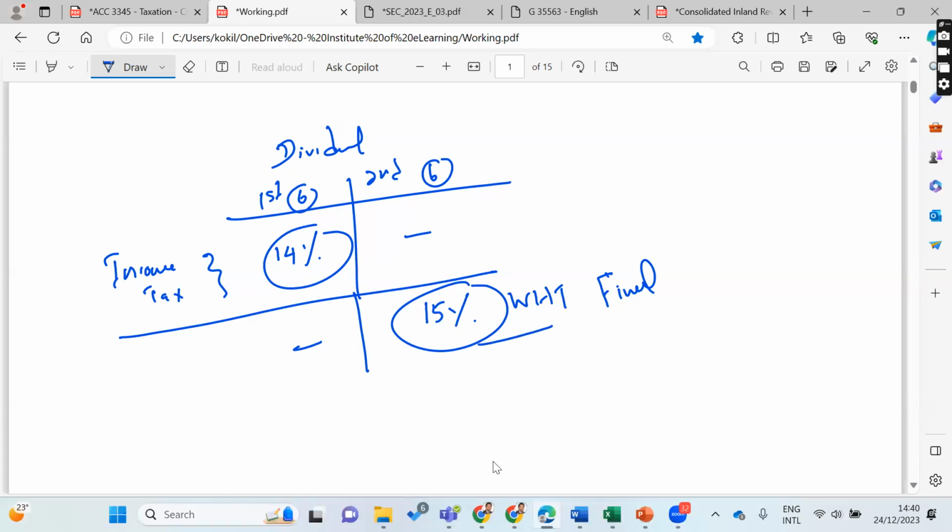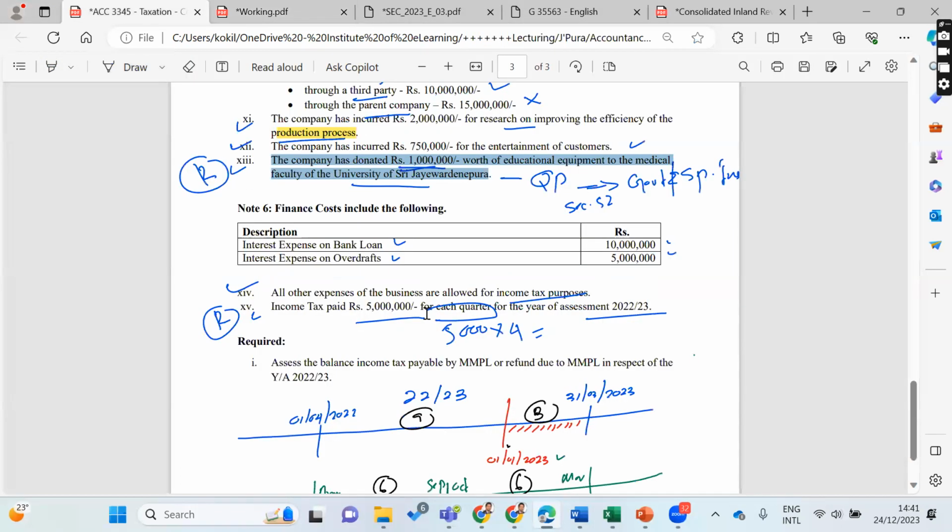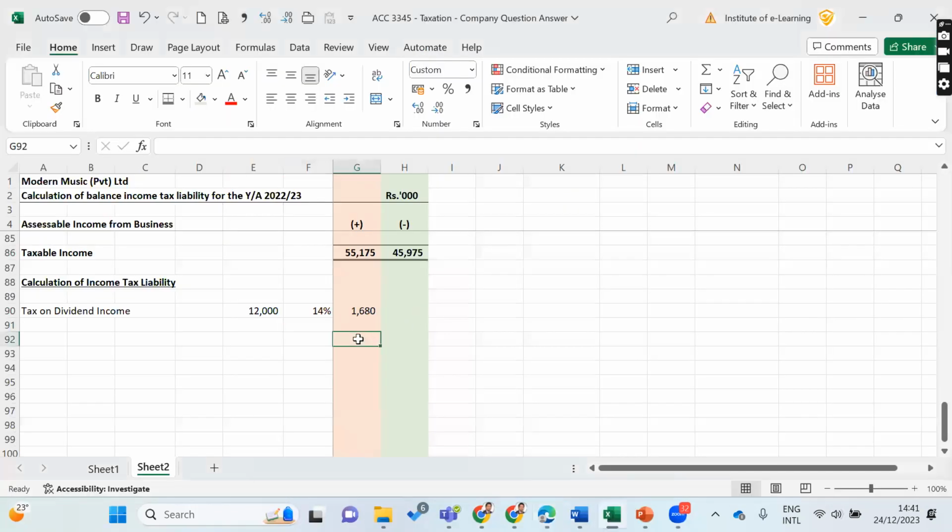This is the big picture as withholding tax, right? No withholding tax in the first period, only income tax at 14%. In the second period, you have withholding tax as final, so no income tax purpose, no need to consider it under income tax. This is very understandable, right? Very easy, very clear. So 14% dividend tax, then tax on interest.